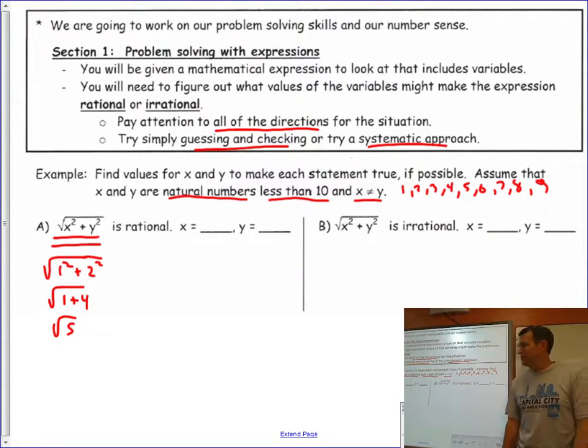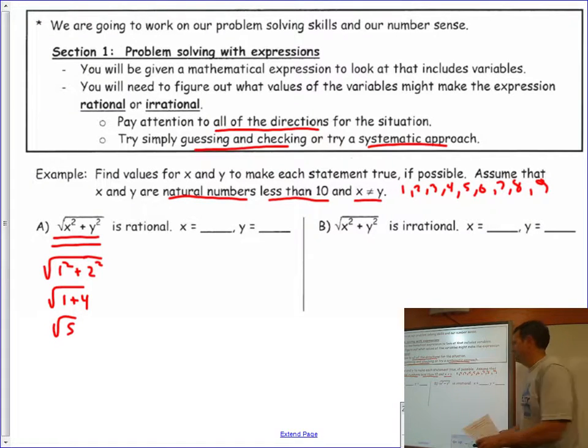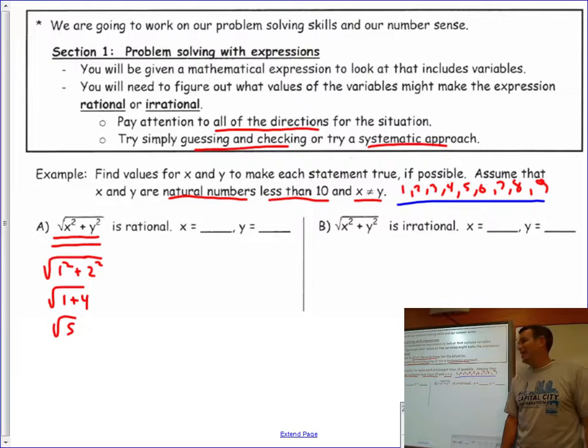Is the square root of 5 rational or irrational? Well, 5's not a perfect square, so it's irrational. That is not the correct answer for x and y. I am looking for 2 numbers that give me a rational answer. I could try again just plugging numbers in, but let me try to walk you through how to do this systematically. Okay, again, these are the only numbers I can choose from, 1 through 9.